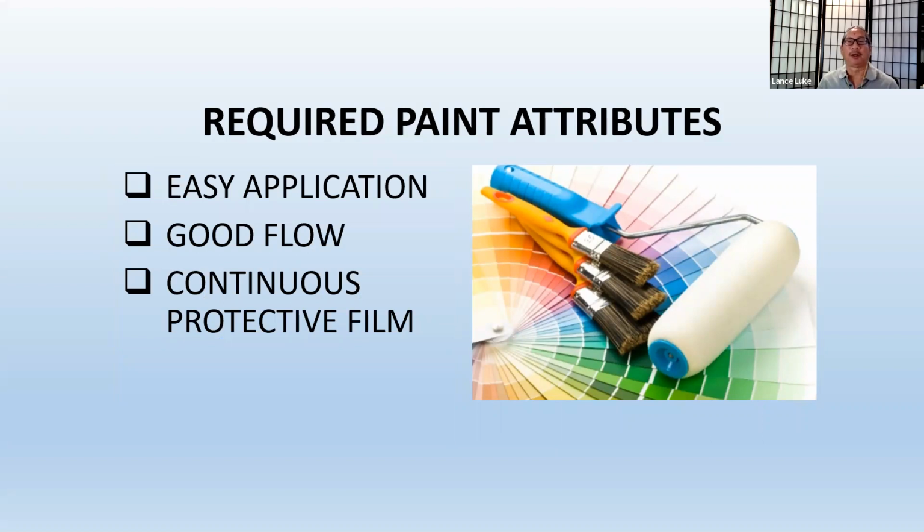You want the paint to have good flow, good application, and you want the paint product to have a continuous protective film. So in other words, when you brush it or use a roller, or even if you spray it, you want the paint to be continuous and not have splotchy areas or spots that are missing and that kind of thing. Okay, what other attributes do we have?